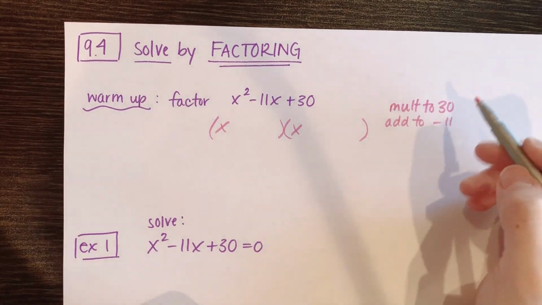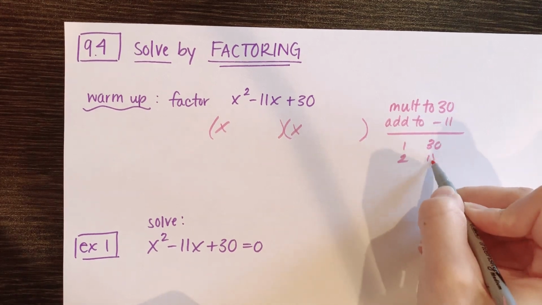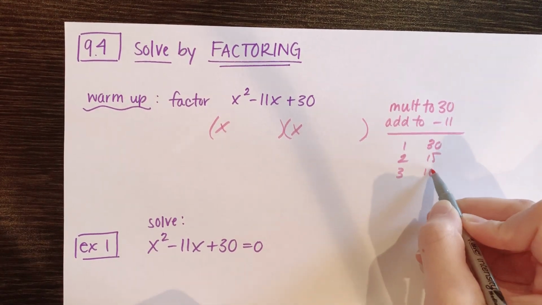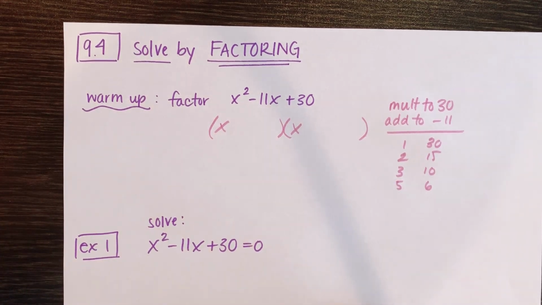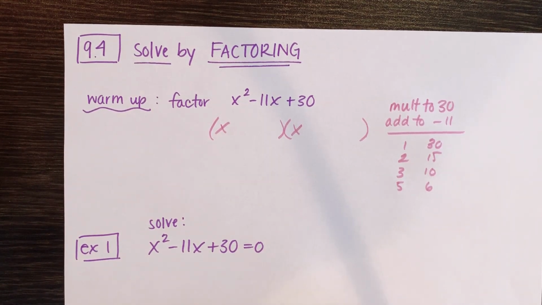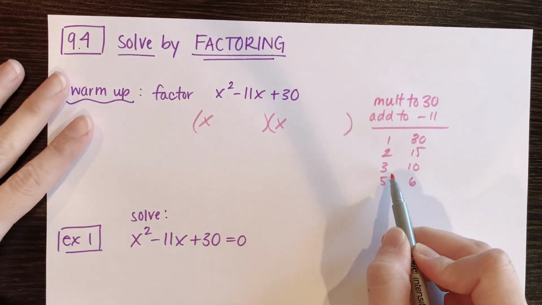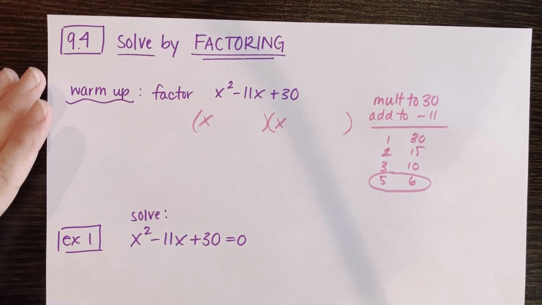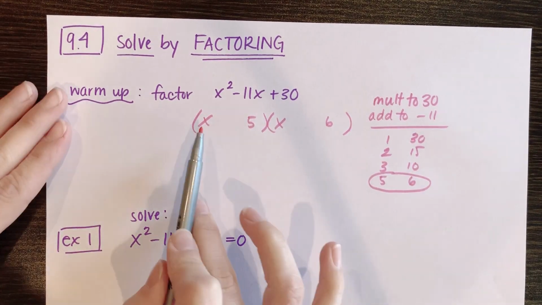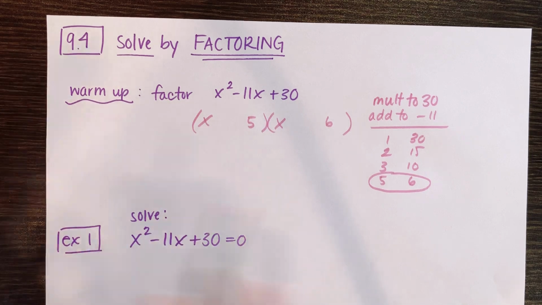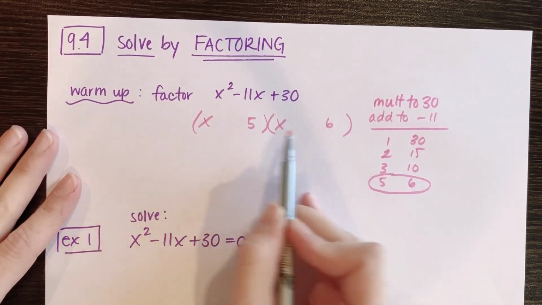So I need to think of all the factors of 30, right? 1 and 30, 2 and 15, 3 and 10, and 5 and 6. And I need to think about if any of those can also add to negative 11. And I think I found the winner with 5 and 6. So I put a 5 and a 6, doesn't matter where, because so far my double bubbles both look the same. Signage, right? What's happening, plus and minus?